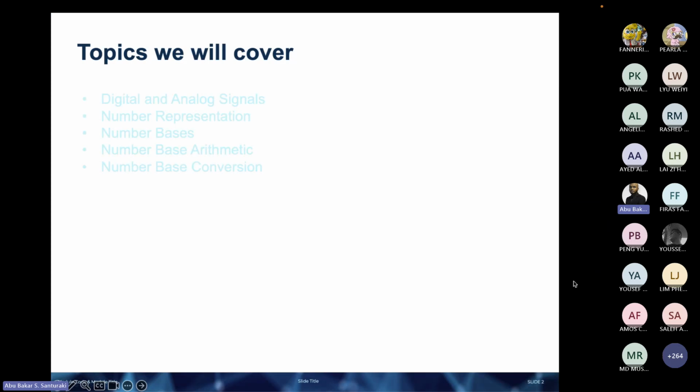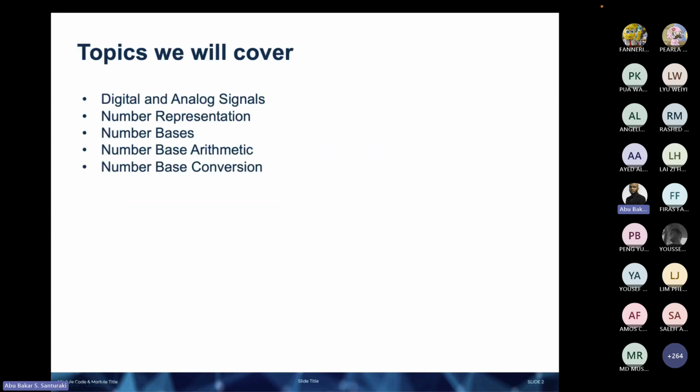If you take a look at the outline of the topics we're going to discuss, we looked at signals, digital and analog signals, and then we discussed a little bit of number base, and then we gave a little bit of background. We discussed the nature of how human beings see the world and how we can represent information about the real world in a computer.